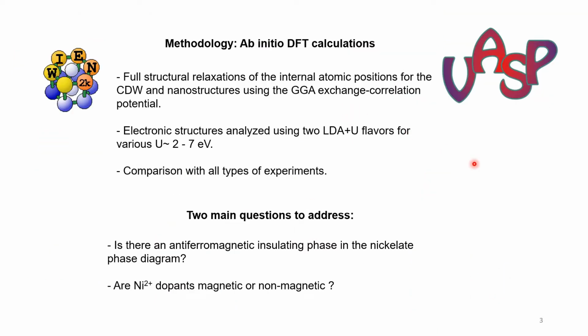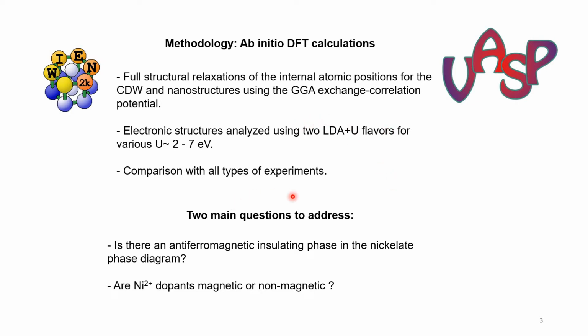I will present a few ab initio calculations carried out mainly using density functional theory with standard codes like Wien2k or VASP. For the experts in the audience, I have used GGA for structural relaxations, and we have used the LDA plus U method with two different flavors for treating correlations.